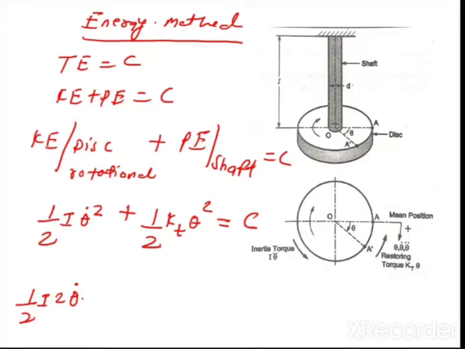Okay, so theta dot into theta double dot plus 1 of kt as it is. What is the derivative of theta square? 2 theta into theta dot is equal to 0.